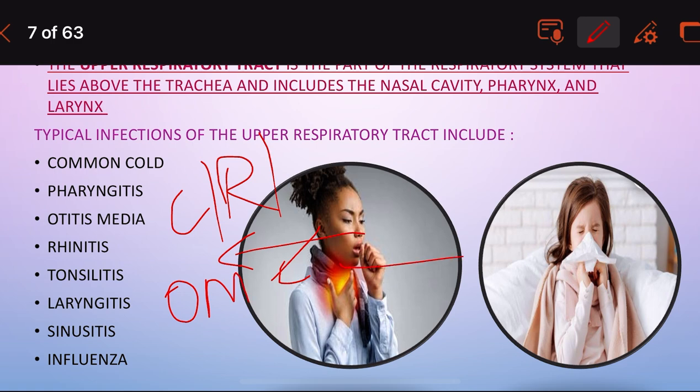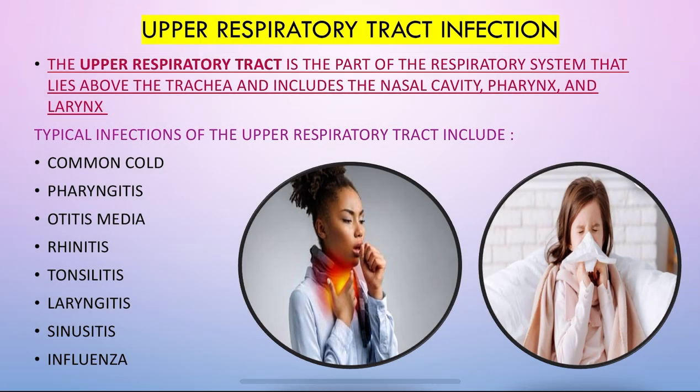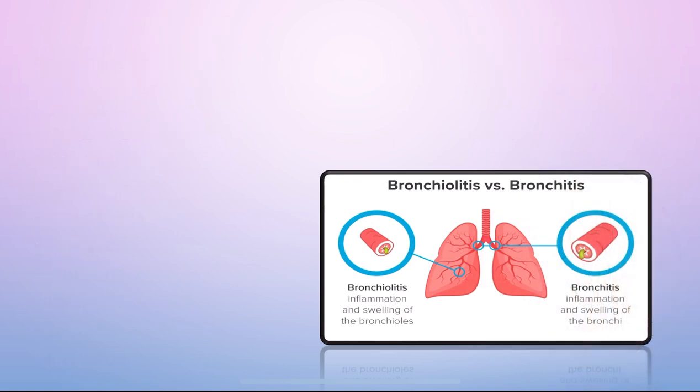Then you come to the throat: tonsillitis, pharyngitis, laryngitis, and then sinusitis, influenza. In the nose you can remember these three. Is it clear? Yeah. We move further.